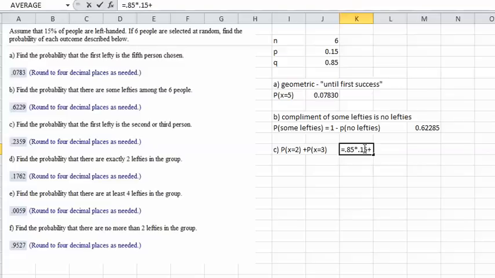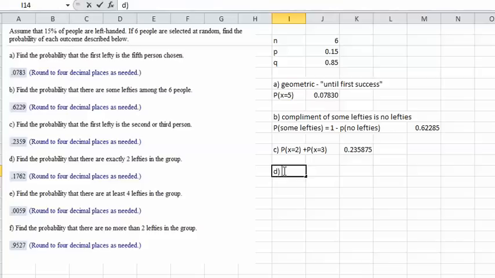Now we're going to add to that the probability that it occurs on the third. So that's going to be a righty, and then a lefty. So 0.85 times 0.85, which you can just say 0.85 squared, and then times 0.15. So then you get 0.2359. And you can adjust this so it rounds to 4 decimal places if you want.